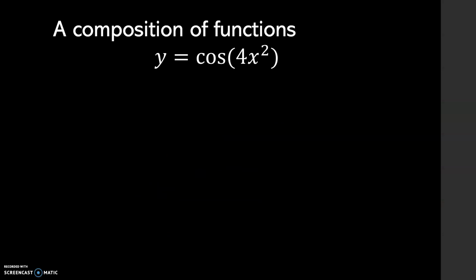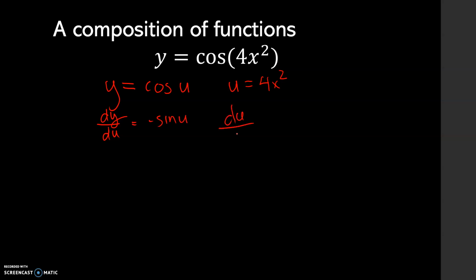I think you know where I'm going. The inner function is 4x squared, so we can think of this as y is equal to cosine of u, and u is equal to 4x squared. dy/du is equal to negative sine of u, and du/dx is 8x.